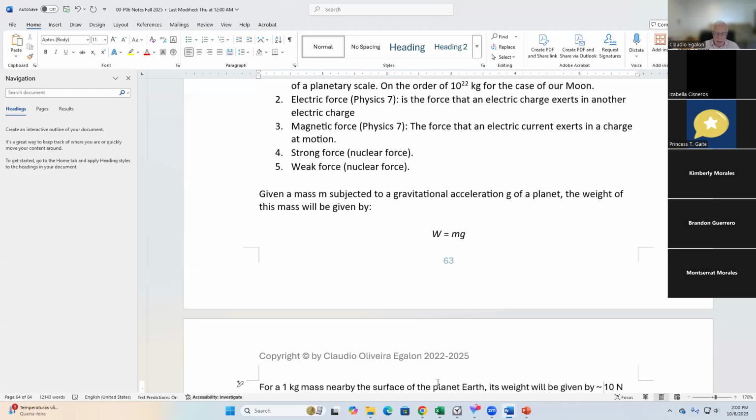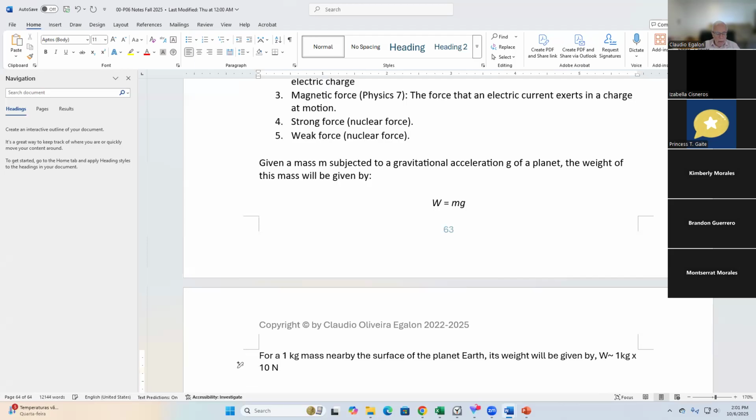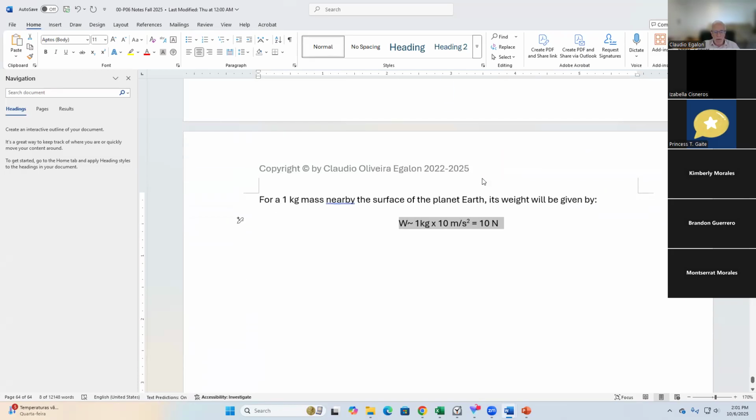Weight will be given by, let's put here, 1 kilogram times 10 meters per second square, which is equal to 10 newtons. Remember, I'm doing an approximation here. And it's not a bad approximation. It's a very good approximation. It's within 2% of its actual value.